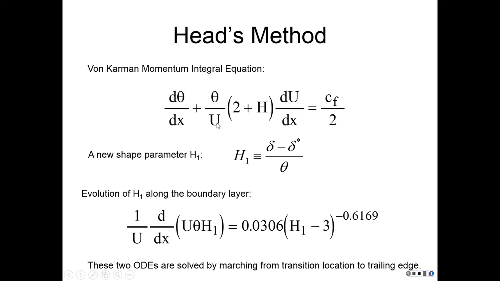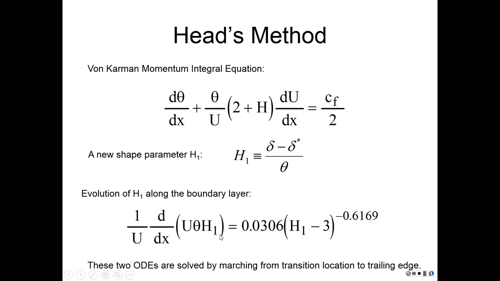This is the edge velocity or the potential flow velocity. This is the skin friction of the wall. There is a new empirical parameter called H1 defined. This is the boundary layer thickness minus displacement thickness by momentum thickness. So these parameters may not be familiar to you. There are some resources at the back of the book that define each one of these. For now, this quantity is also empirically modeled. So again, this is an ordinary differential equation.